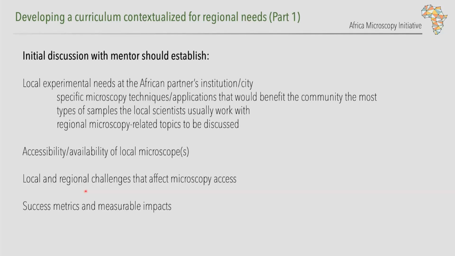And I want to specifically talk a little bit about what contextualization for Africa actually means. During your initial discussion with the mentees, the mentors should start helping the two mentees establish what the local experimental needs in the African partner's institution or the city are. You have to understand what the specific microscopy techniques and applications are that would benefit the community the most, and the types of samples that local scientists usually work with, and the regional microscopy-related topics to be discussed.